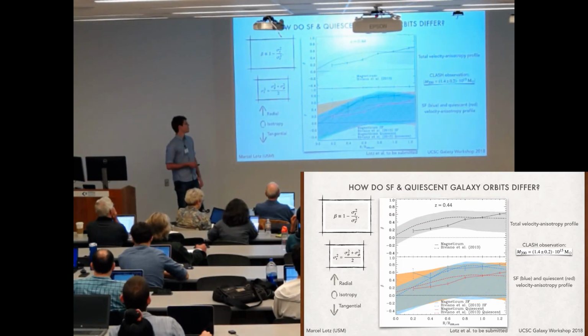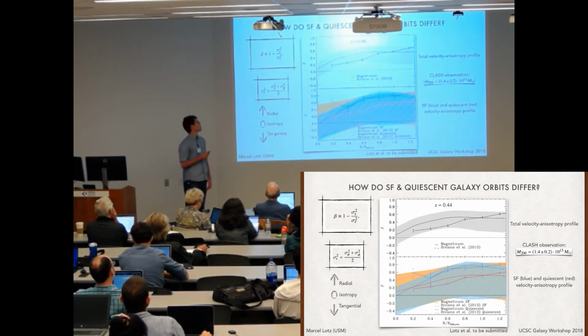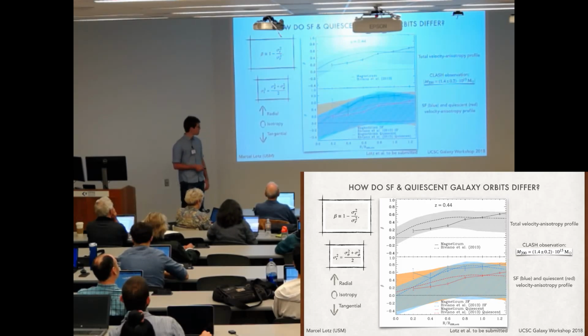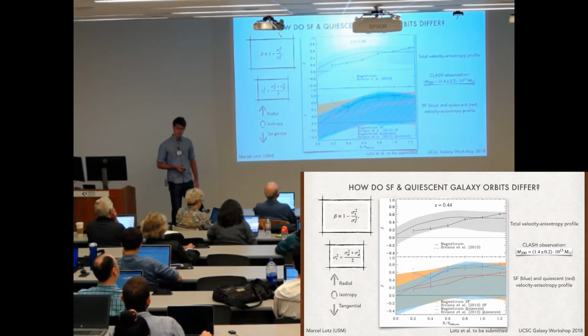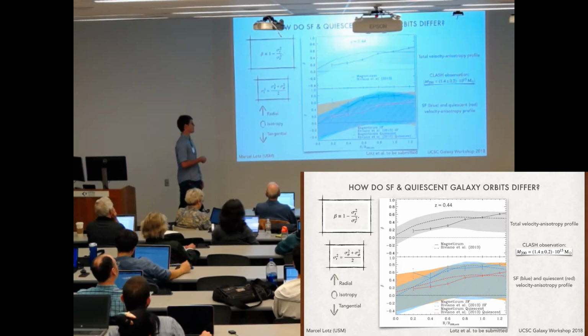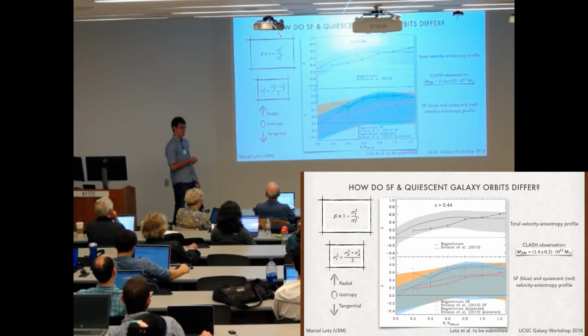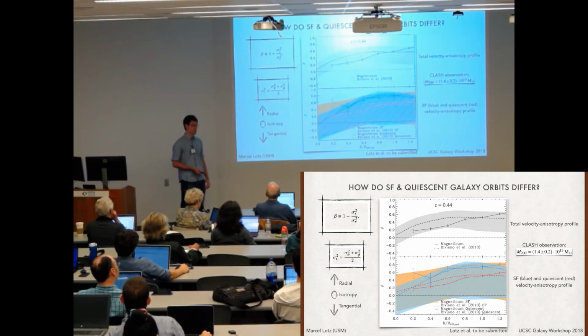So I'm going to jump right in. I started off this project with the question of how do star-forming and quiescent galaxies differ in their orbits? What you see here is the velocity anisotropy plotted as dependent on the radial profile. So for everyone that's not familiar with it, positive values mean radially dominated, negative ones tangentially dominated, and 0 corresponds to isotropy. What you see here is the total profile in the top and the split up between blue star-forming and red quiescent in the bottom.